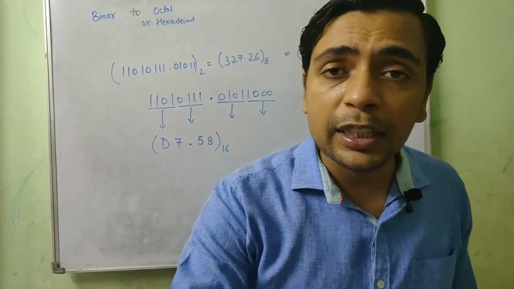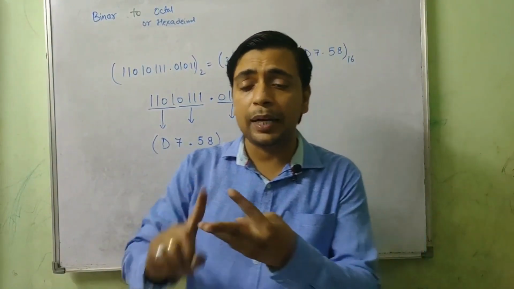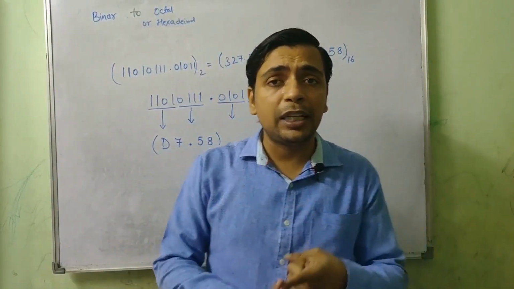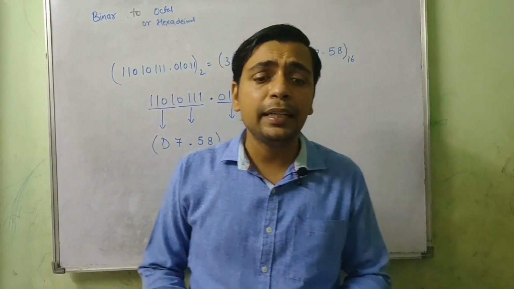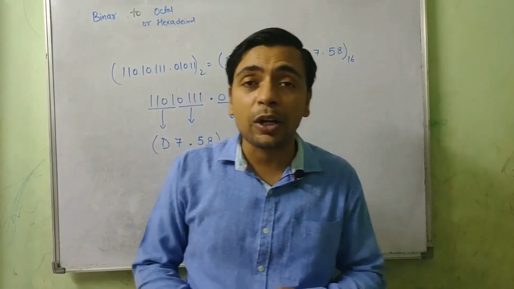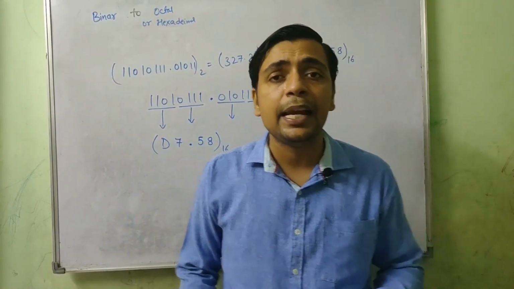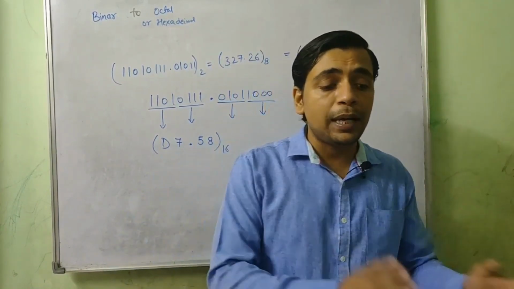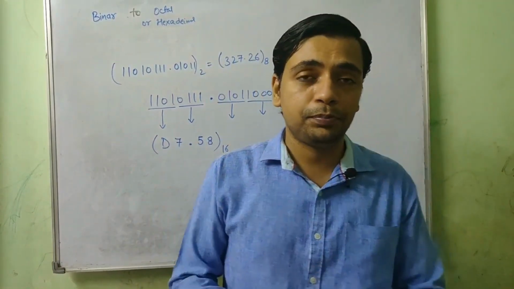So we have seen all the conversions today: decimal to binary, decimal to octal, decimal to hexadecimal, hexadecimal to decimal, octal to decimal, and binary to decimal. Then we have seen binary to octal and octal to binary, binary to hexadecimal and hexadecimal to binary, and the last one, octal to hexadecimal and hexadecimal to octal, I have given as a task for you.